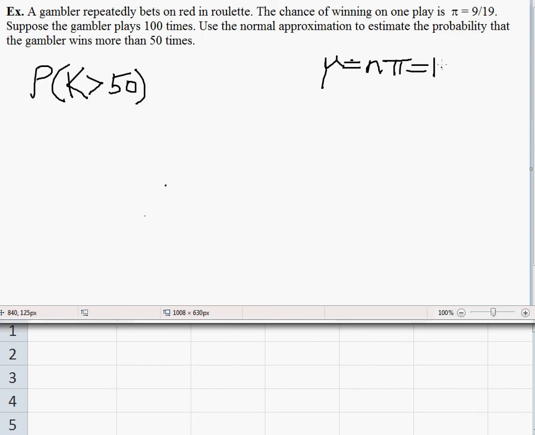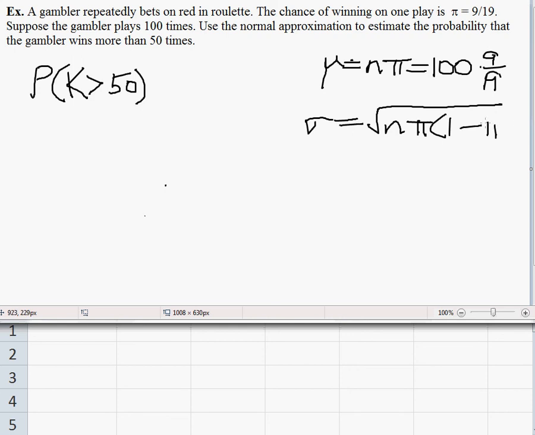So here I'm doing something 100 times, and the probability of success is 9 over 19. The standard deviation is equal to the square root of n times pi times 1 minus pi. That's from the formulas for a binomial distribution. So for this problem, that would be equal to the square root of 100 times 9 over 19, times 10 over 19.